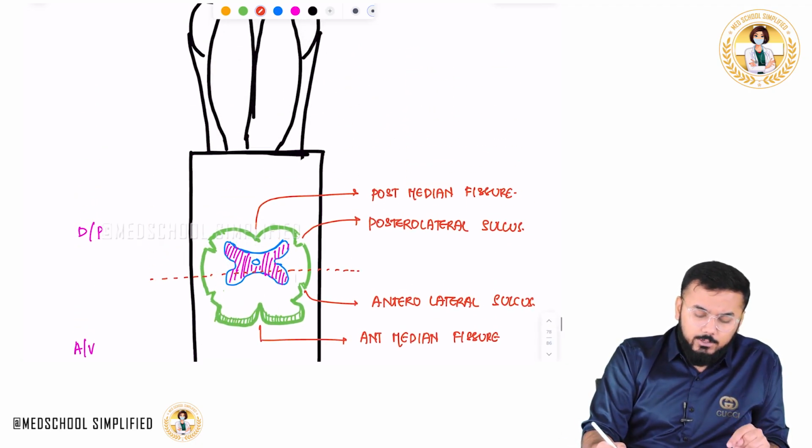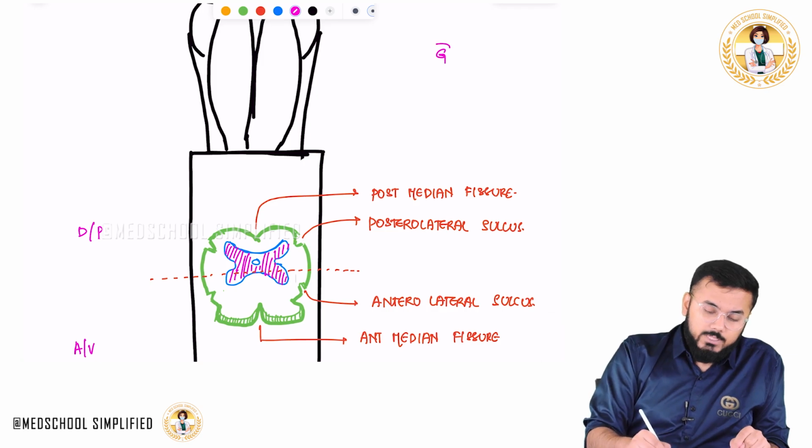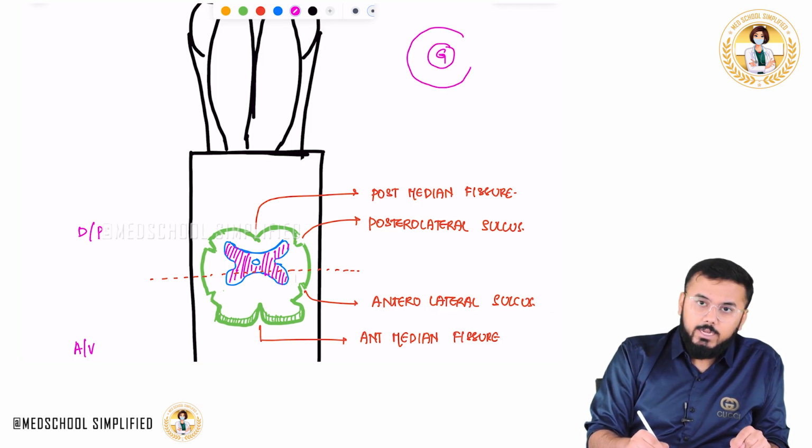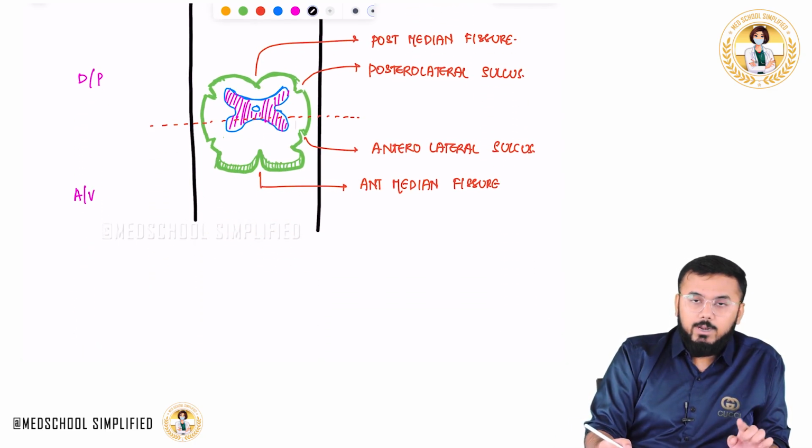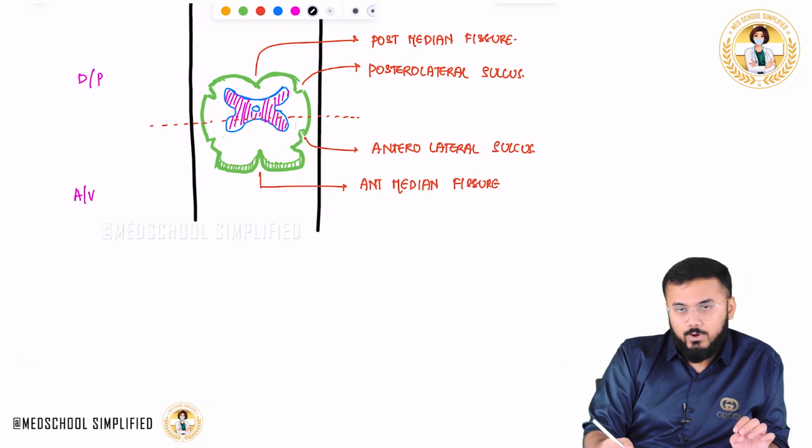Now if you enter into the spinal cord, what did I tell you? The center part of the spinal cord has the grey matter. Surrounding the grey matter, you have which matter? You have white matter. So this center is called the grey matter. Surrounding this, the remaining part is called your white matter.